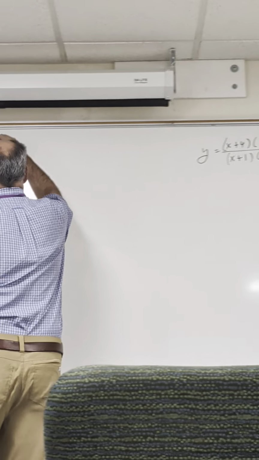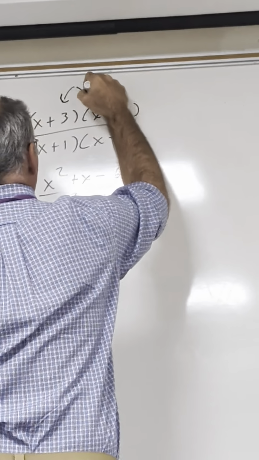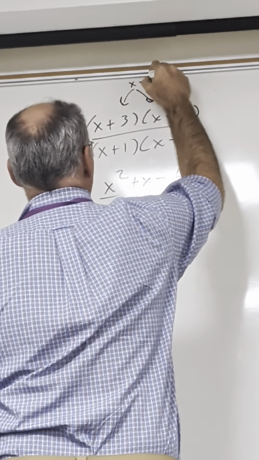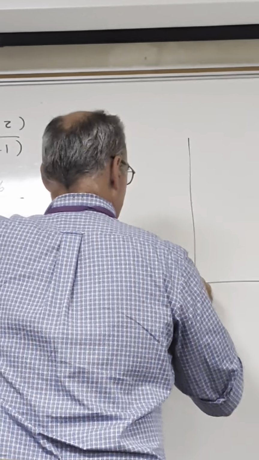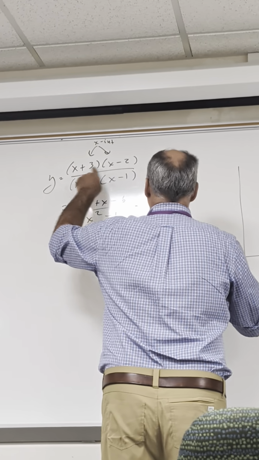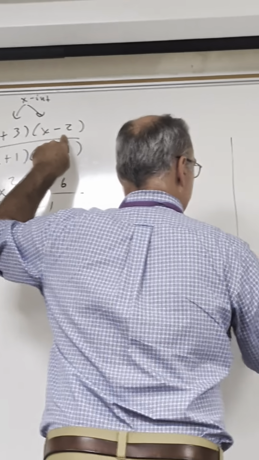The x-intercept, I look here. If x is -3, the top is 0, the whole thing is 0. If x is +2, the top is 0, the whole thing is 0.